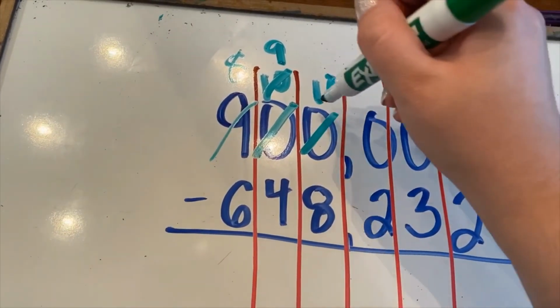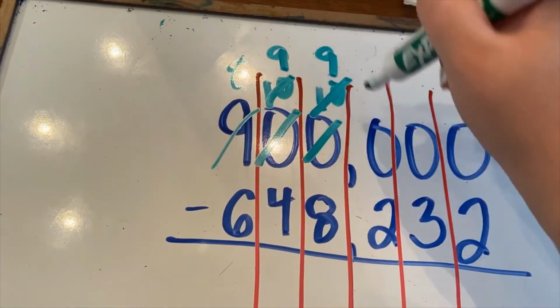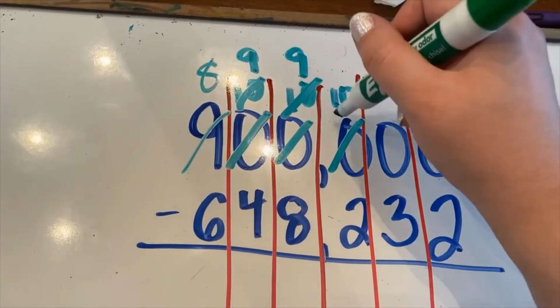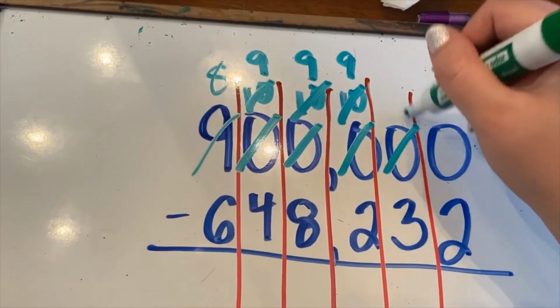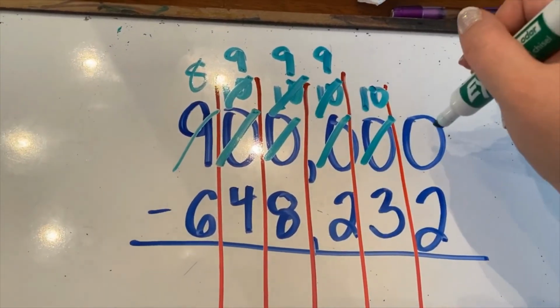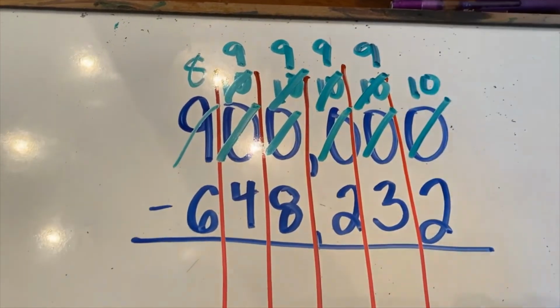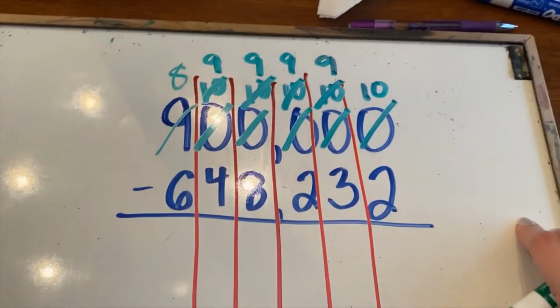Same thing with this one. We can take 1 away. Give it to this one. Because we still have zeros we're filling in. Take 1 away. Put it with this one. 1 more 0 to fill in. Take 1 away. Give it to this one. And now we can subtract.